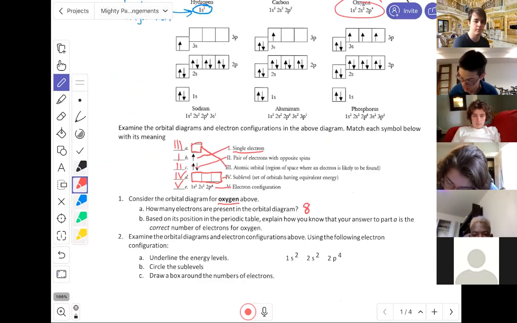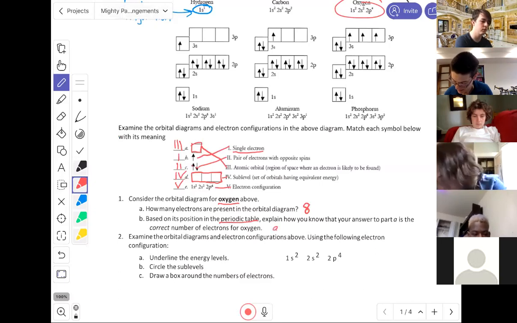And it says, based on its position on the periodic table, explain how you know that your answer is the correct number for oxygen. If you look at a periodic table, what does it tell you for oxygen? Its atomic number is 8, right? So we've spent all year focusing on the atomic masses because that's what we use for molar mass. This is the one time where we're actually going to care about the atomic numbers because that's where we get the number of electrons.